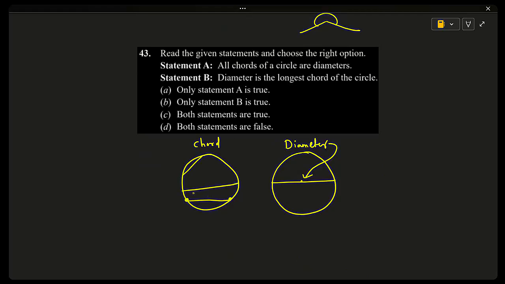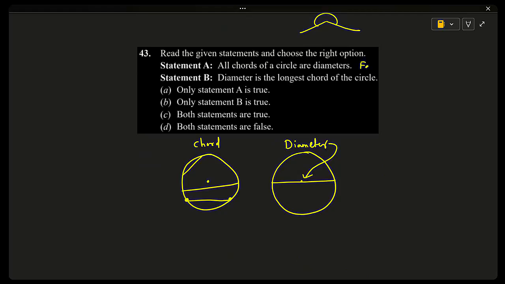This is called a chord. Even if it is passing through the center, we can call it a chord. Even if it is not passing through the center, we can call it a chord. But the only thing is it should join 2 points on the circle. So statement A says all chords of a circle are diameters.